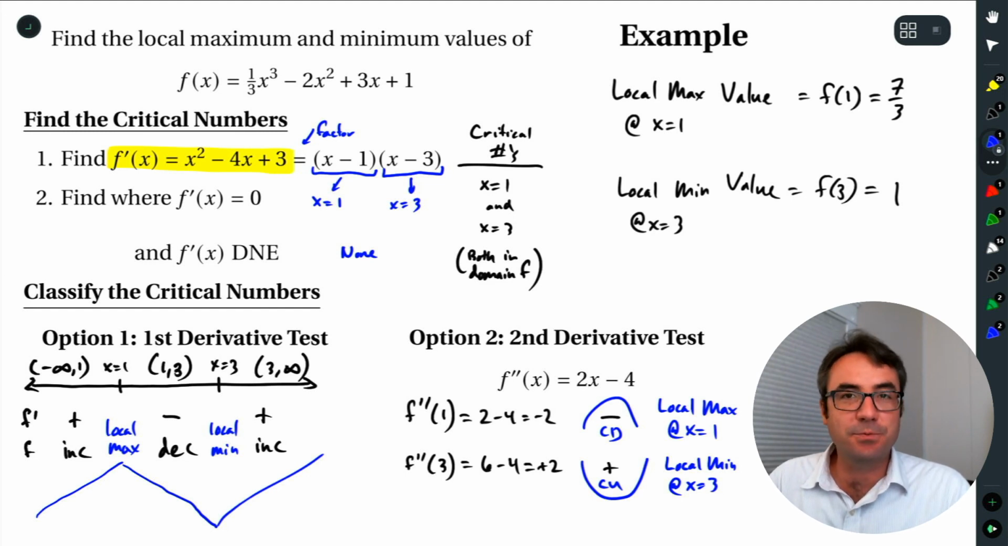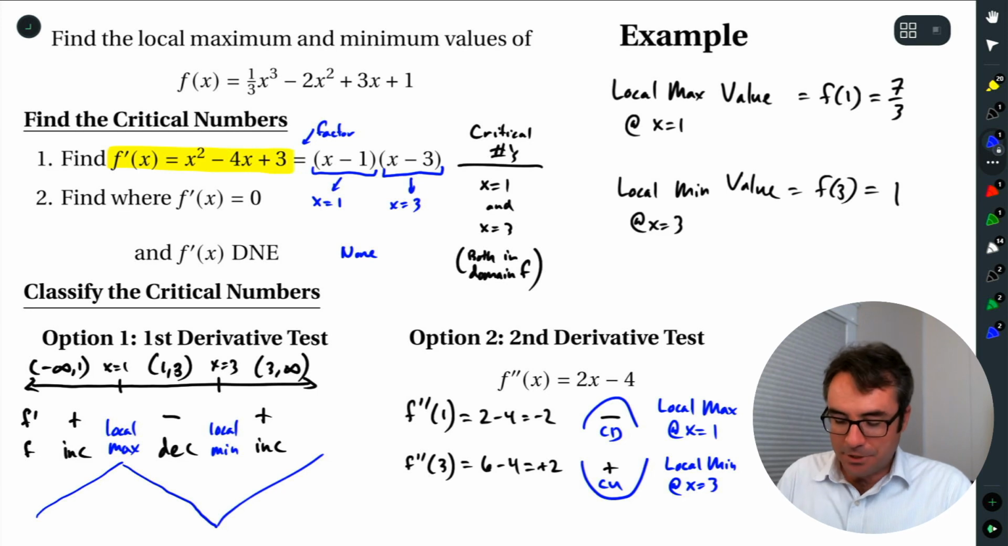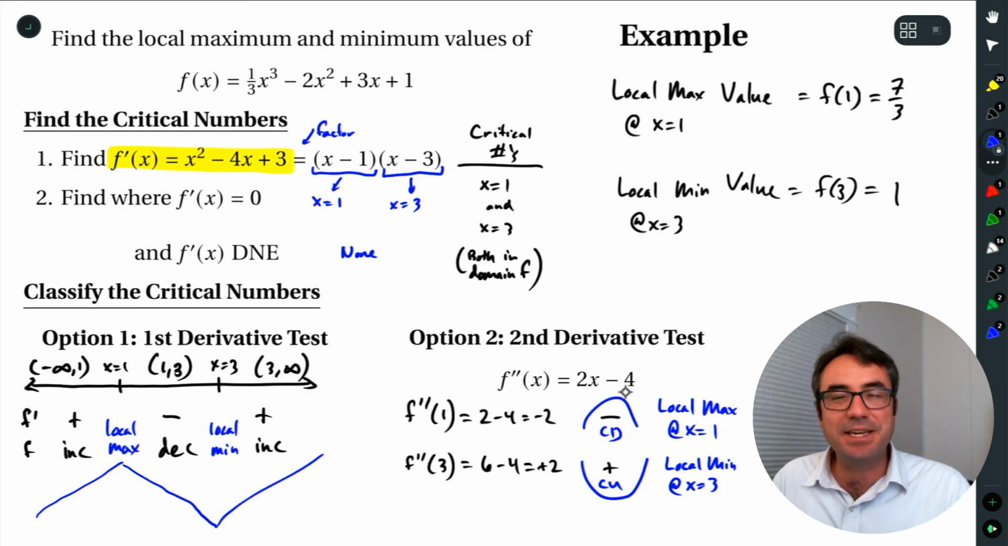So in this example, we're showing everything. Normally, you don't do both tests. You do one and not the other. Sometimes if you do the second derivative test and it's inconclusive, then you have to go back and do the first derivative test. But normally, if things are not inconclusive, you're only doing one of these. All right, so a nice little example. We'll try a few more just to get practice with this.